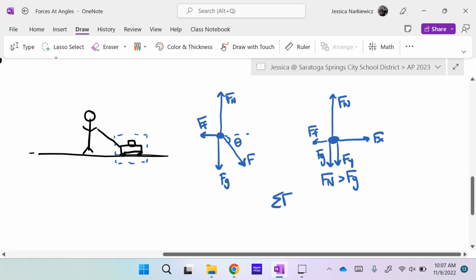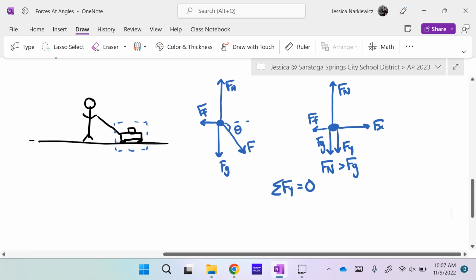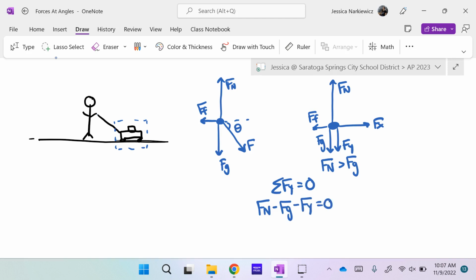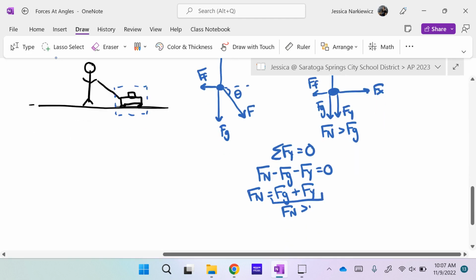Okay, so in the y direction, we're not accelerating, so the lawnmower does not jump off the surface. That would be terrifying because there are blades underneath there. So we have a normal force minus Fg minus Fy equals 0. So my normal force is Fg plus Fy. Again, this supports mathematically that the normal force is greater than the force of gravity.